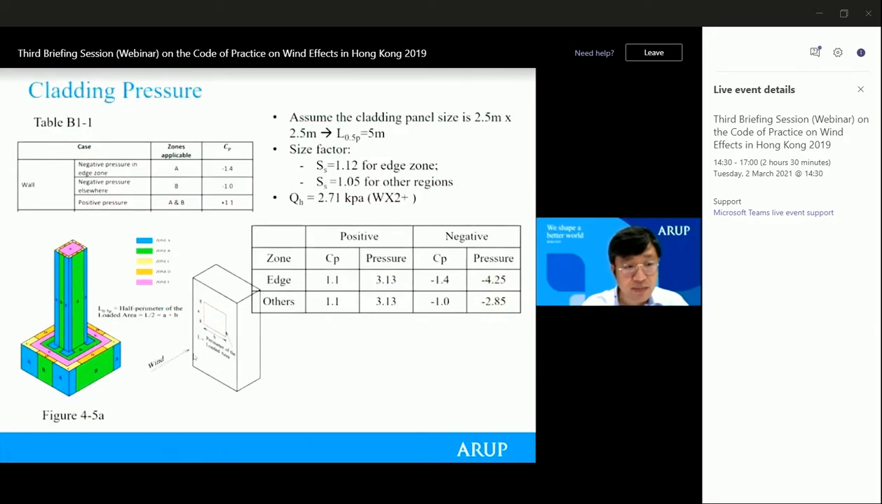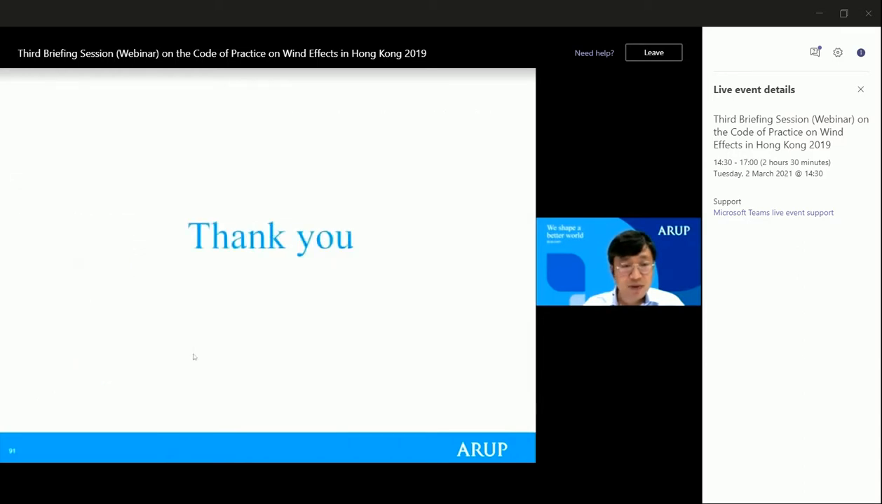So finally, it's a very quick and simple calculation of cladding pressure. We assume the cladding panel size is about 2.5 by 2.5. So the size factors for the X zone and for the other zone are respectively 1.12 and 1.05. And we use the top of the building as a reference height. So the reference wind pressure is 2.71. And then the calculated cladding pressures are respectively listed in this table. So that's all for the calculation of the working example.